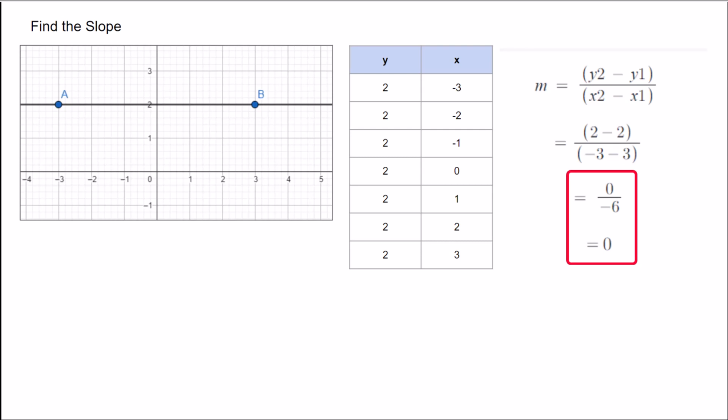Intuitively that makes sense as well. How much does y change for every change we make in x? And the answer is none. It stays the same. It doesn't change at all. Therefore, our slope is 0.